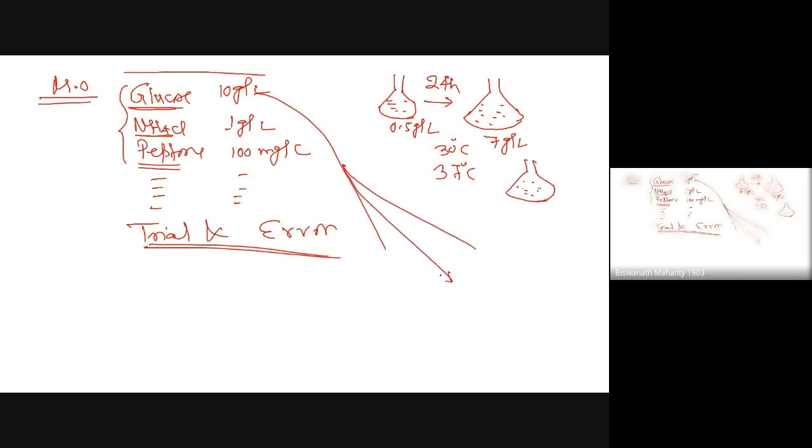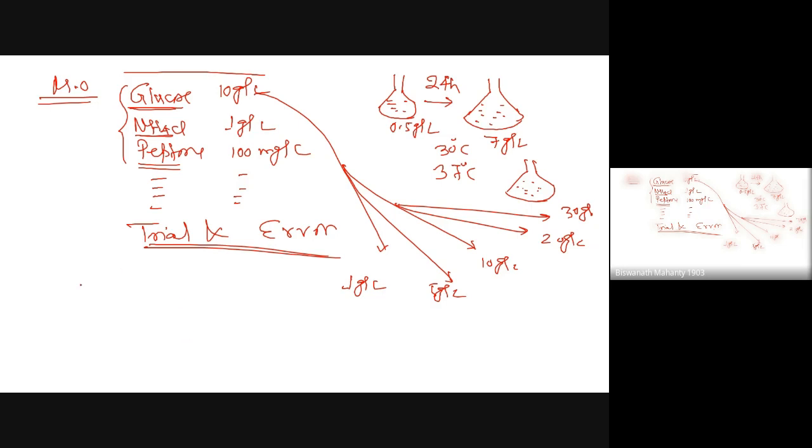Try to understand. In one case, I'm using 1 gram per liter of glucose. Somewhere I'm using 5 gram per liter, somewhere 10 gram per liter, somewhere 20 gram per liter, and maybe 30 gram per liter. So basically, I have a media made up of multiple things, but I am changing only one, because anything can change.